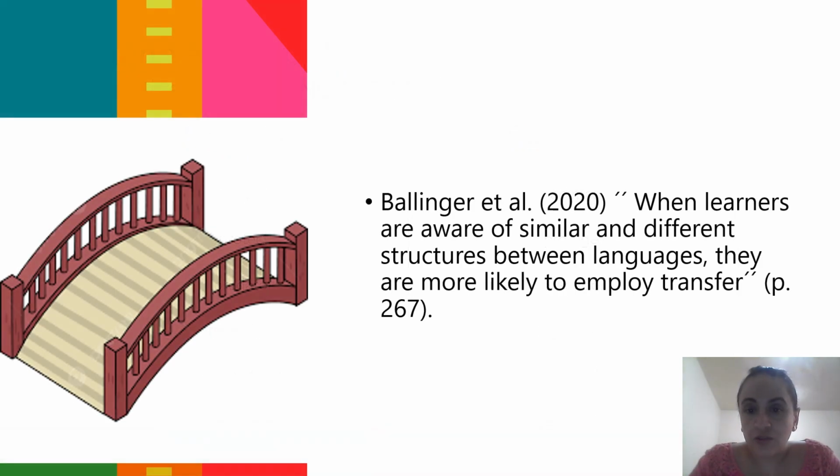Ballinger et al. 2020 state when learners are aware of similar and different structures between languages, they are more likely to employ transfer. As we see in the reading Harnessing Transfer in the Classroom, it is important that English learners notice the similarities and differences between their languages because they have the opportunity to employ transfer in a positive way.